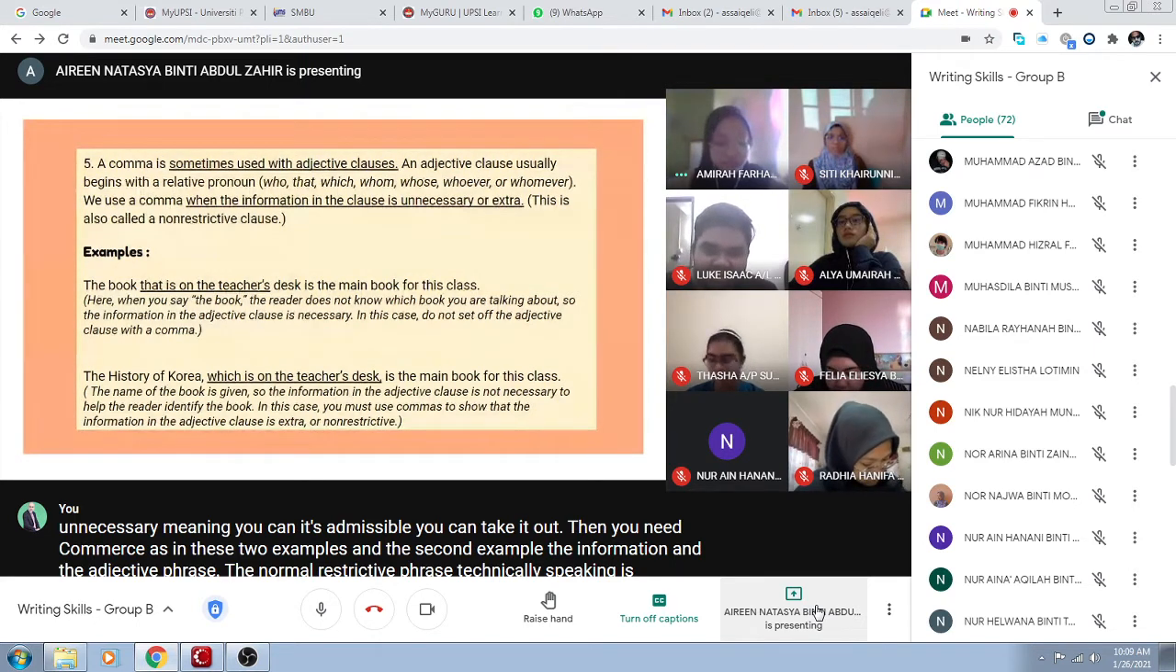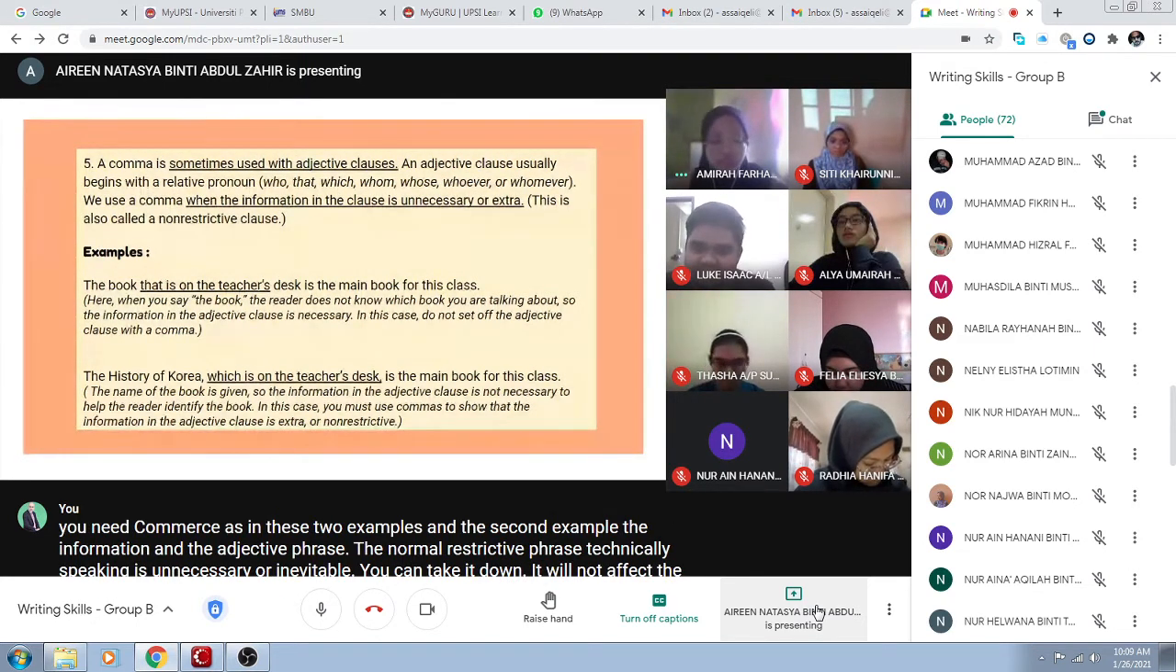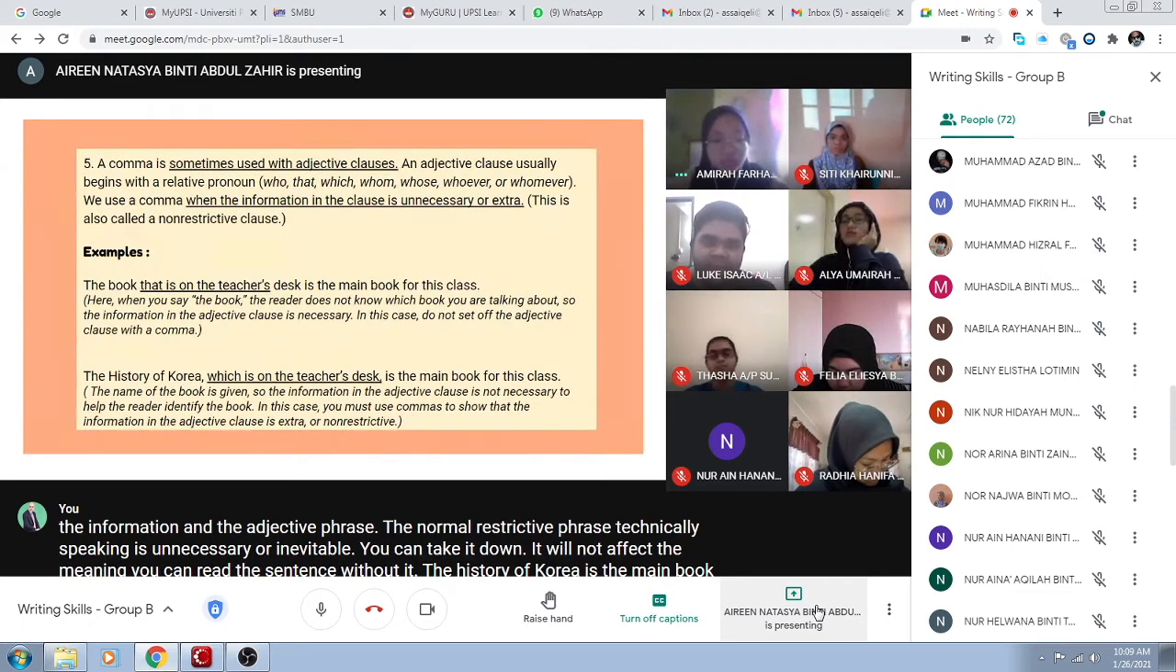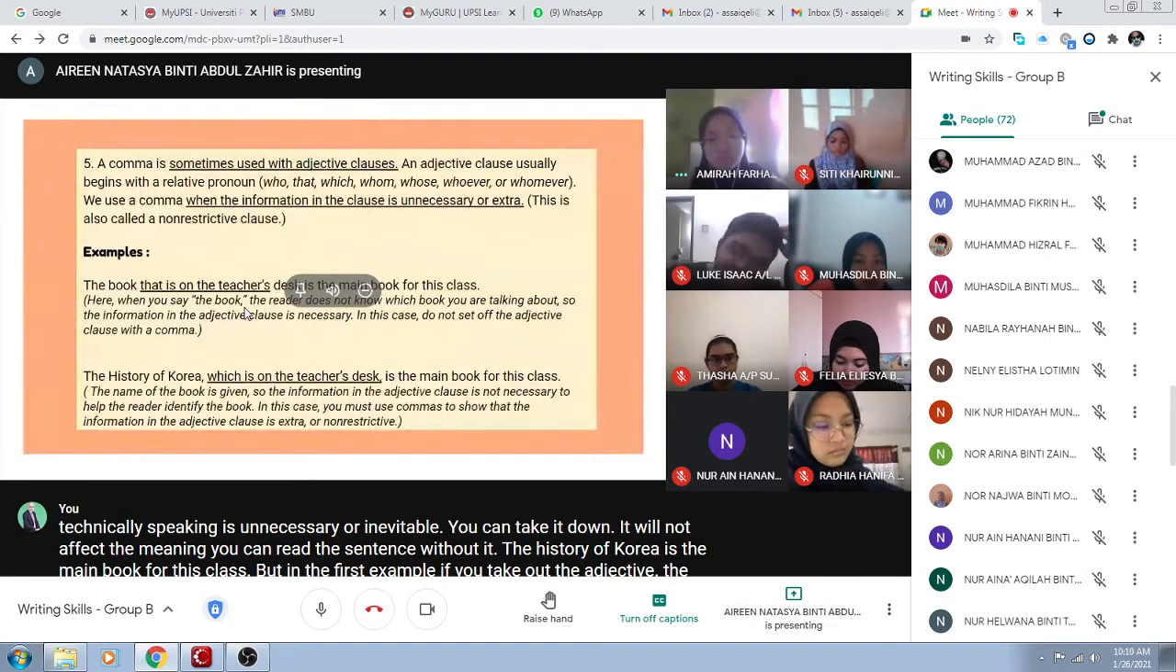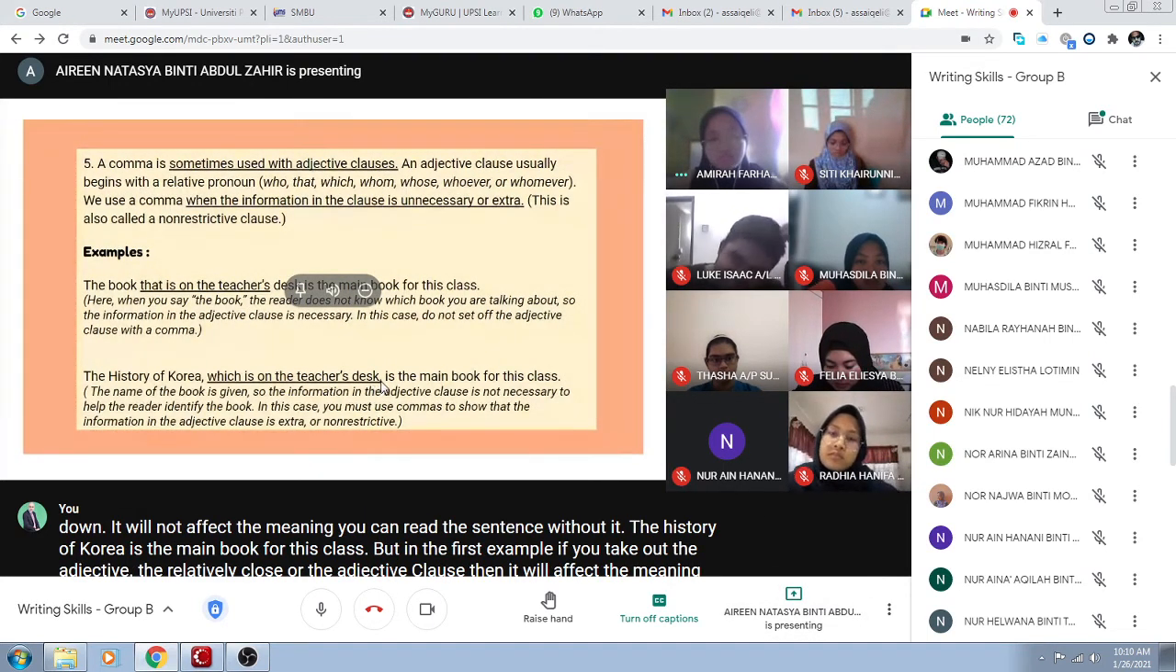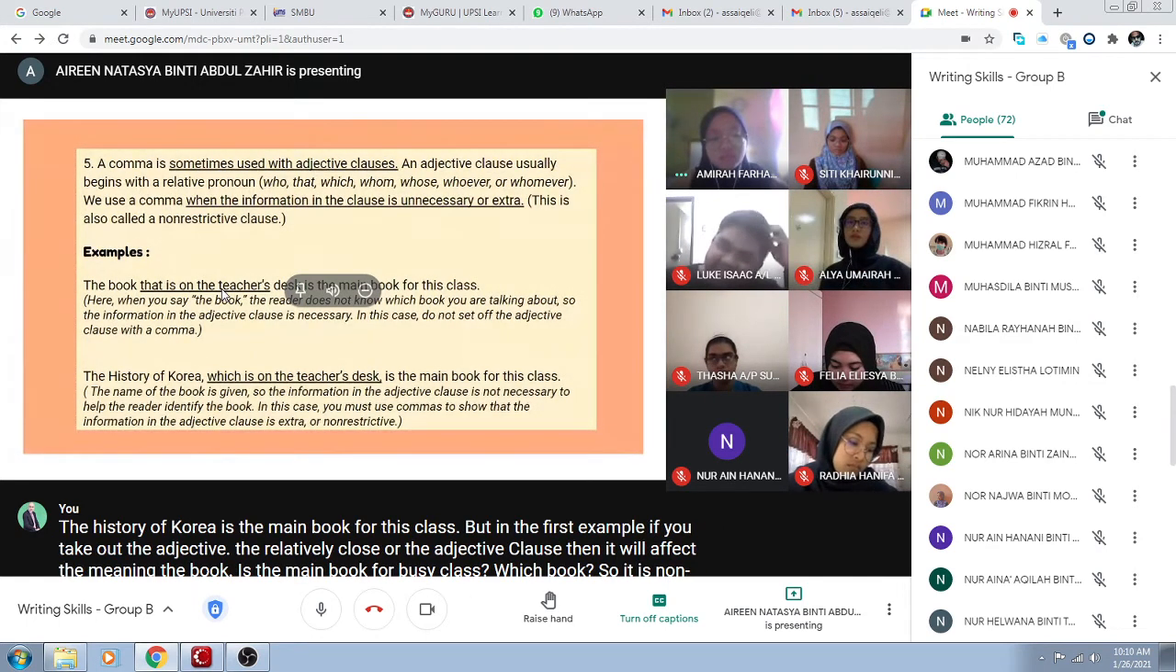But in the first example, if you take out the relative clause, or the adjective clause, then it will affect the meaning. The book is the main book for this class. Which book? So it is non-omissible. You cannot delete it. So when you can delete, as in the second example, we need to set off this clause with commas. When you cannot delete it, then there's no need for the commas. Okay, move on.